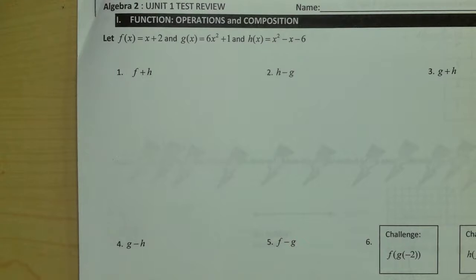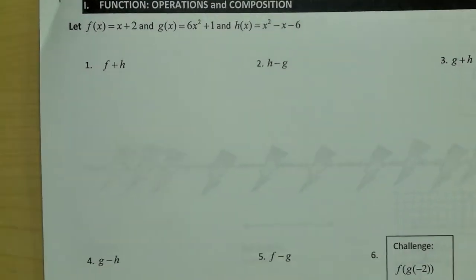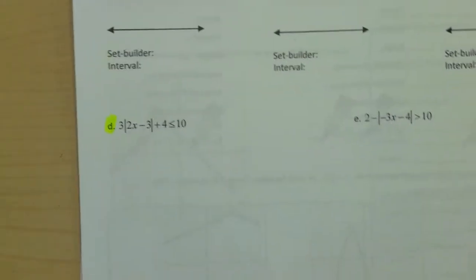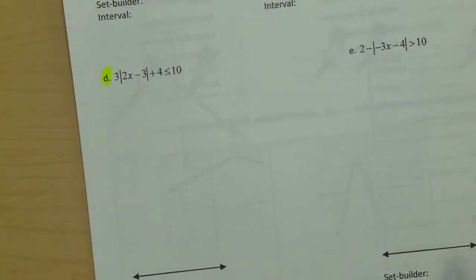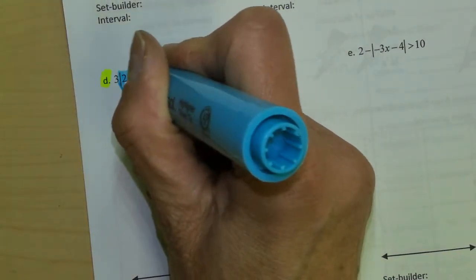I'm going to quickly go over some of the review for Unit 1 problems. So I'm going to turn to page 3, and on page 3 I'm going to look at problem D. I'm asked to solve the inequality. The first thing I need to do is observe that this is an absolute value problem.